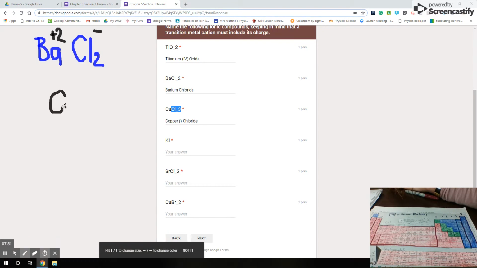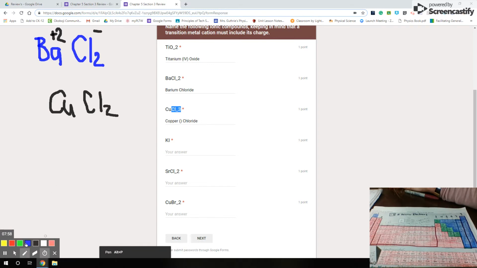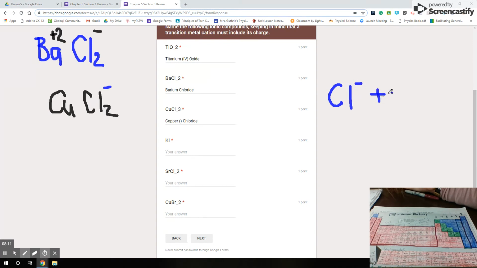Write this again. You go copper Cl2. So I just said that this chlorine has a negative 1 charge, but there are 2 of them. So if there are 2 of these negatively charged particles, it is just like saying there's 1 with a negative charge plus another 1 with a negative charge. So it is a total of a negative 2 charge. The total is negative 2.